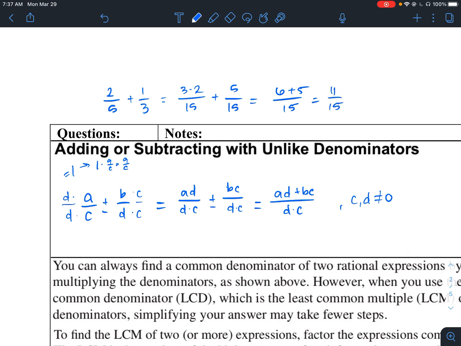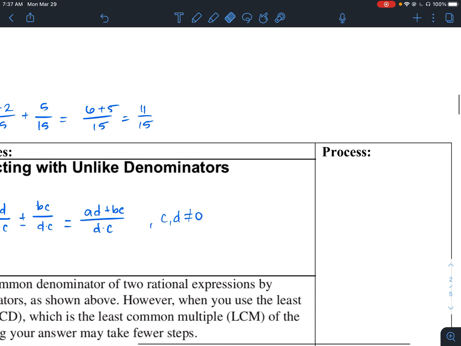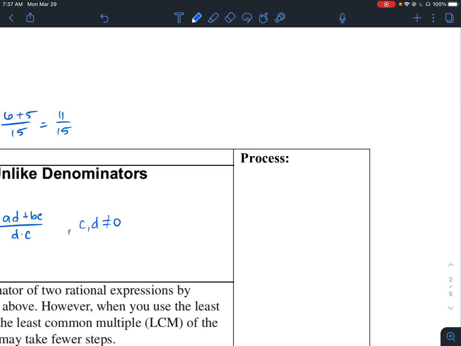So you see, in this case, I could just multiply this side by whatever this is right here, and then this side right here by whatever this is right here. Okay, now in another example though, let's say I have something like 1 over 9, and then I want to add 2 over 3.